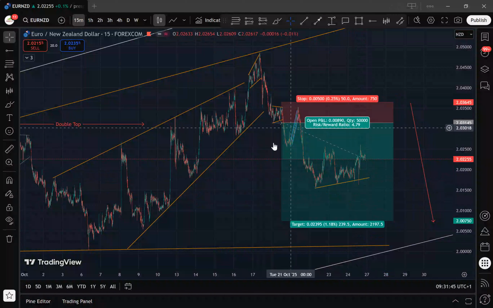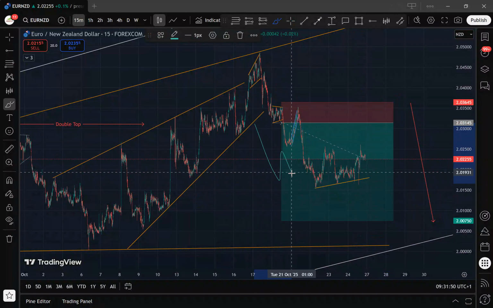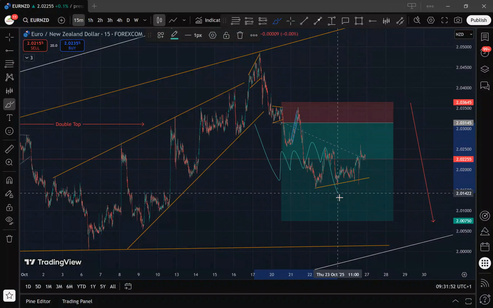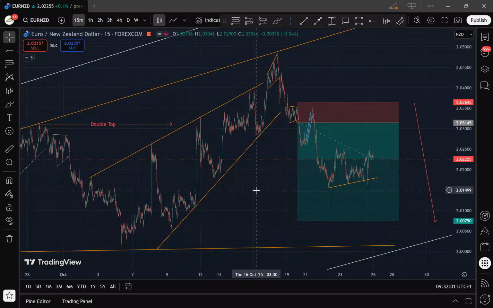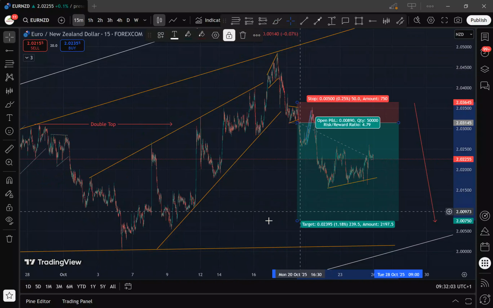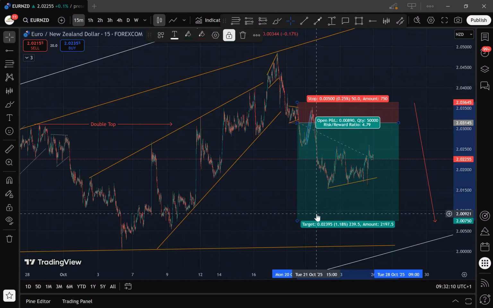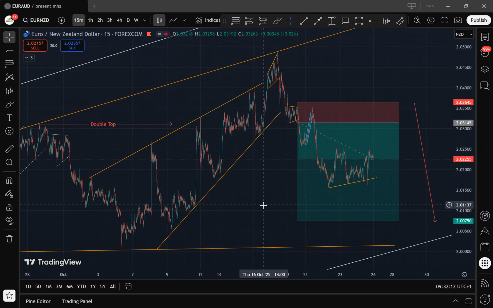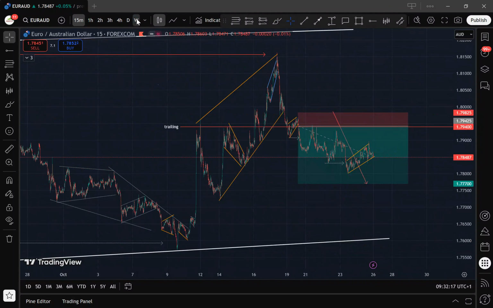On this pair, we are still holding this trade, and I'm hoping that we will have something like this for the price to continue dropping lower on Euro New Zealand dollar. So it is not at our TP yet. Our TP is just right here, 2.0075 for Euro New Zealand dollar. That's almost 5 R.